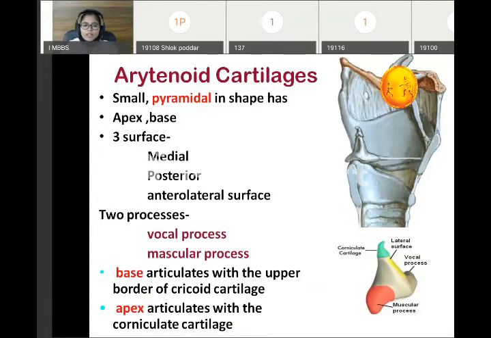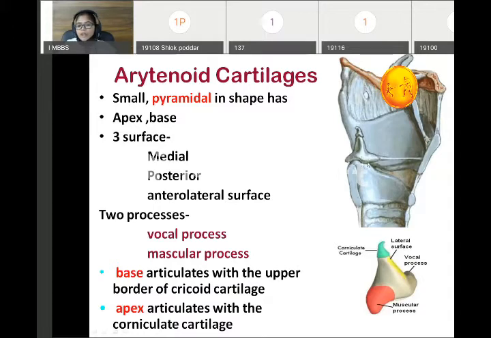Now the arytenoid cartilage, this one, is pyramidal in shape. It has an apex and a base. You can see in this diagram, this is the apex and this is the base of the arytenoid cartilage. There are three surfaces: medial surface, posterior surface, and anterolateral surface. And two processes are there: vocal process and muscular process. You can see this is the vocal process and this is the muscular process.